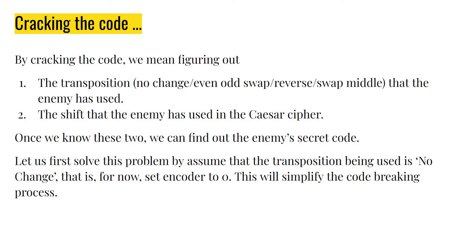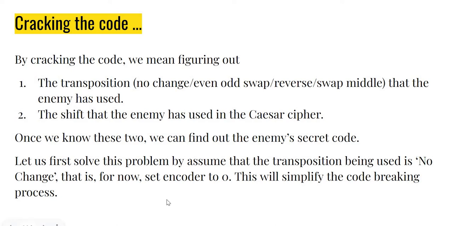Also, we have to figure out the shift that the enemy has used in the Caesar cipher. Again, this is unknown, but the enemy could have used any shift. Once we know these two, then we can figure out what the enemy's secret code is. To solve this problem for the time being, we'll assume that the transposition being used is no change, which in the code is equivalent to setting the variable encoder to 0. Later on, we are going to generalize this, which means we'll relax this assumption. We will solve this problem for all the possibilities for the enemy, but it helps to understand what goes on in the code by putting this limitation in the beginning. So this will simplify our code breaking process.